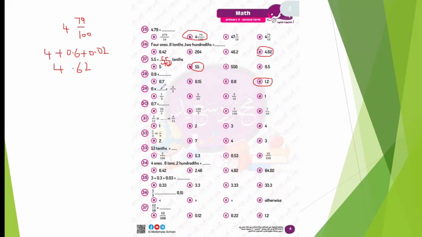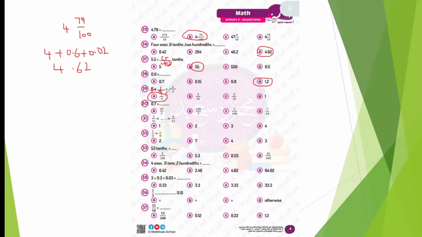29. 6 times what equals 6 out of 5? I make 1 out of 1 and I have here, if I put here 5, so what I have to put in the numerator? 1 times 5 in the denominator equals 5. So 6 times what equals 6? 6 times 1. So the answer is A, 1 over 5. 30.